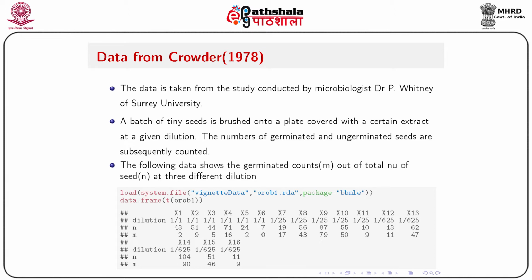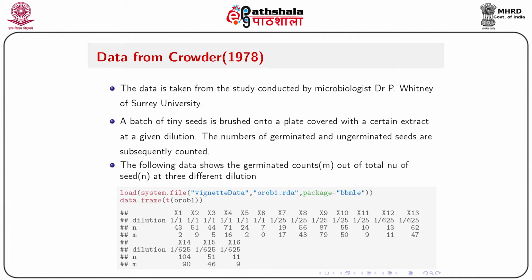First I start with the description of the data, the real data that I am going to use. The data is taken from a study conducted by microbiologist Dr. P. Whitney of Surrey University. A batch of tiny seeds is brushed onto a plate covered with a certain extract at a given dilution. The numbers of germinated and ungerminated seeds are subsequently counted. The following data show the germinated counts out of the total number of seeds at different dilutions.